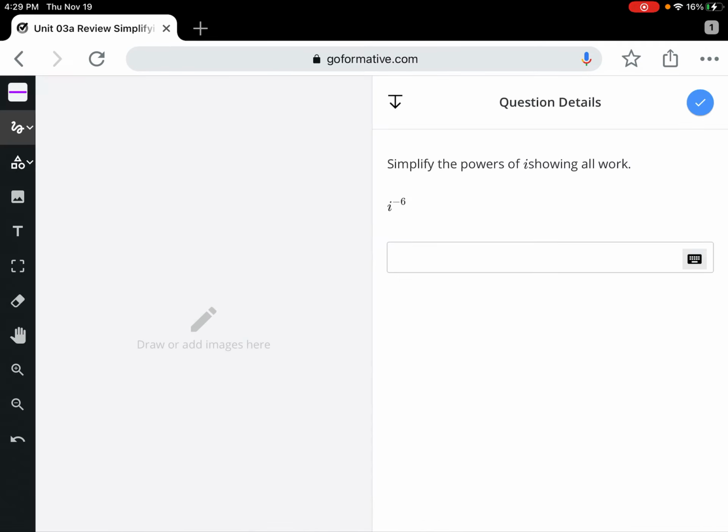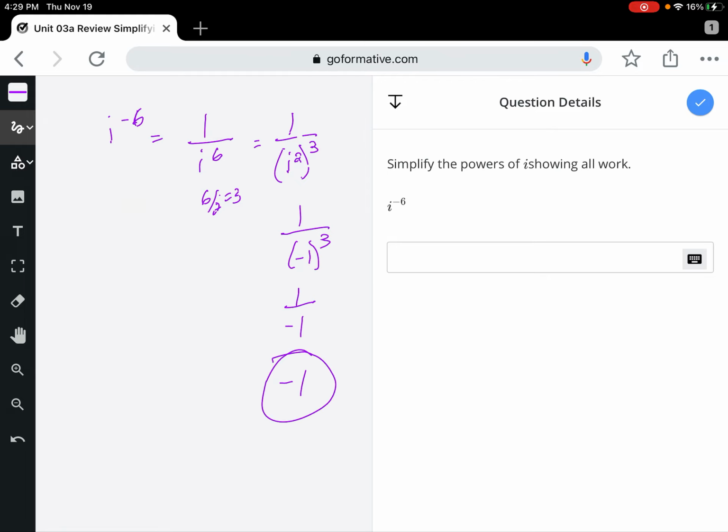Number 11, i to the negative 6th. So whenever you have a negative exponent, you send it to the denominator. So that's going to be 1 over i to the 6th. Okay, now I simplify i to the 6th. That's going to be the same thing as 1 over i squared to the 3rd power, because 6 divided by 2 is 3. It's going to be 1 over negative 1 to the 3rd power, which is 1 over negative 1, which is negative 1.